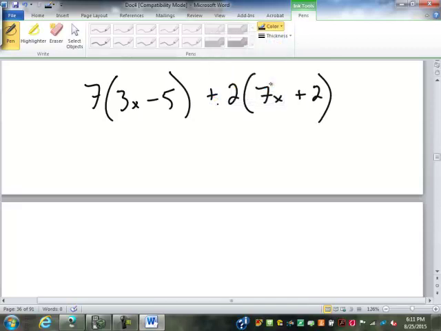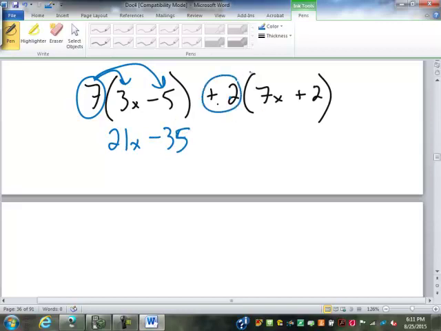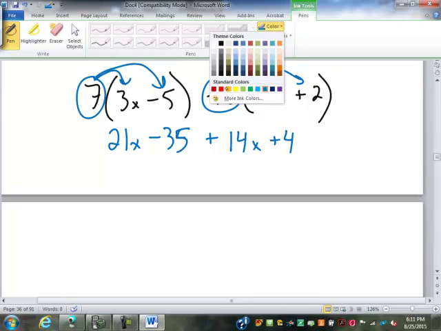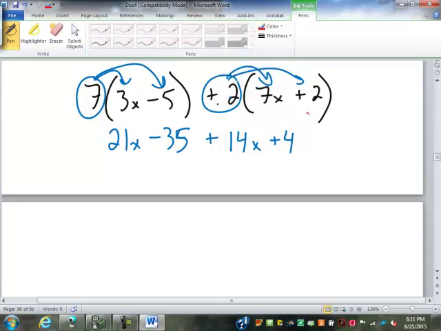So let's look at this one. Tell me what to do. So we're going to distribute on both sides. We'll start here. 7 times 3x, 21x. 7 times negative 5, negative 35. And over here we're distributing 2 times 7x, so positive 14x, and 2 times 2, positive 4. And now we're just combining the things with the same name.